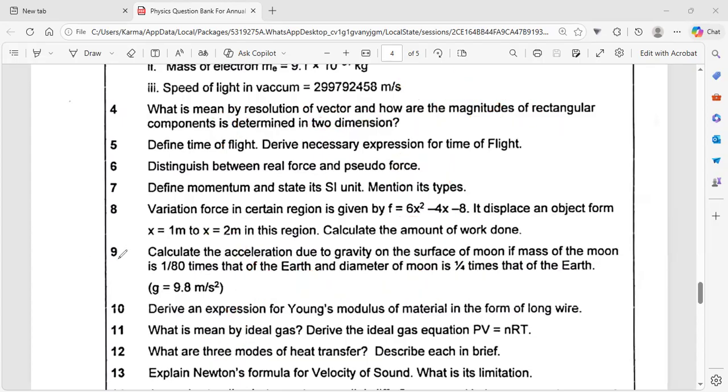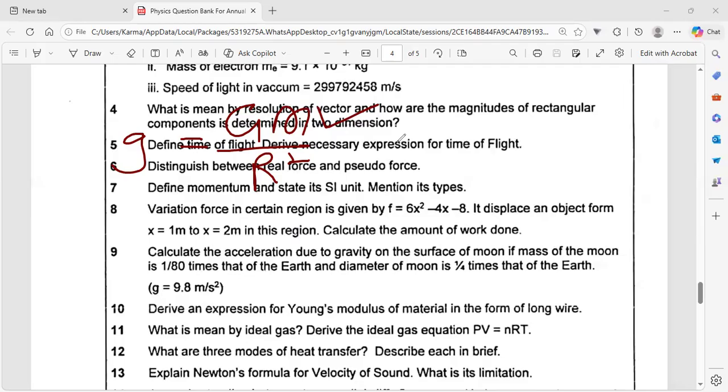Calculate the acceleration due to gravity on the surface of the moon if the mass of the moon is given. GM over r square is the formula for the gravitational acceleration on the surface of a planet. The mass of the moon is given as 1/80th that of Earth.